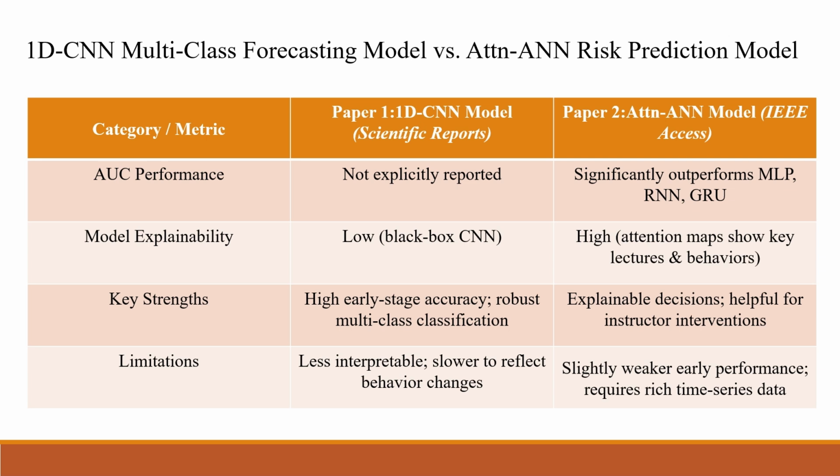The downside of CNN is that it's hard to interpret and slow to respond to changes. ATN-ANN may be weaker at the start and needs good time series data to work well.